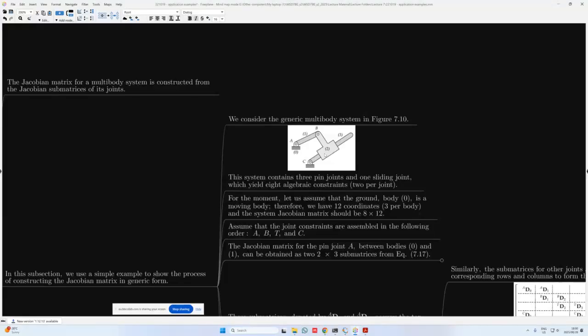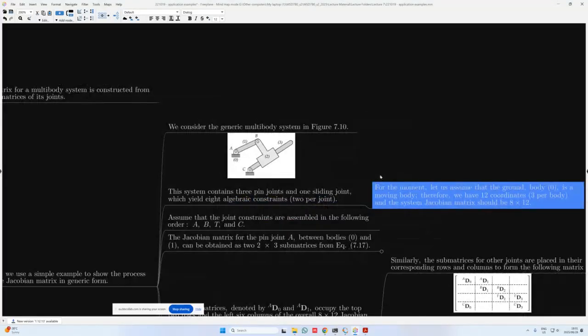And then for a translational joint or sliding joint, it removes rotation between the 2 bodies and translation in one of the directions. So that one also removes 2 degrees of freedom from the system, and therefore enforces 2 constraints in the system. And that's how we get 2 times 4, 2 constraints times 4 joints, which gives us the 8 algebraic constraints.